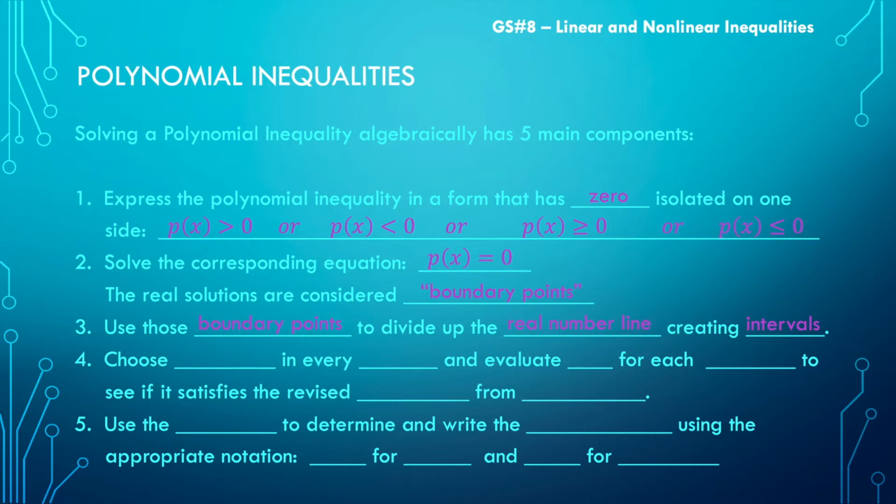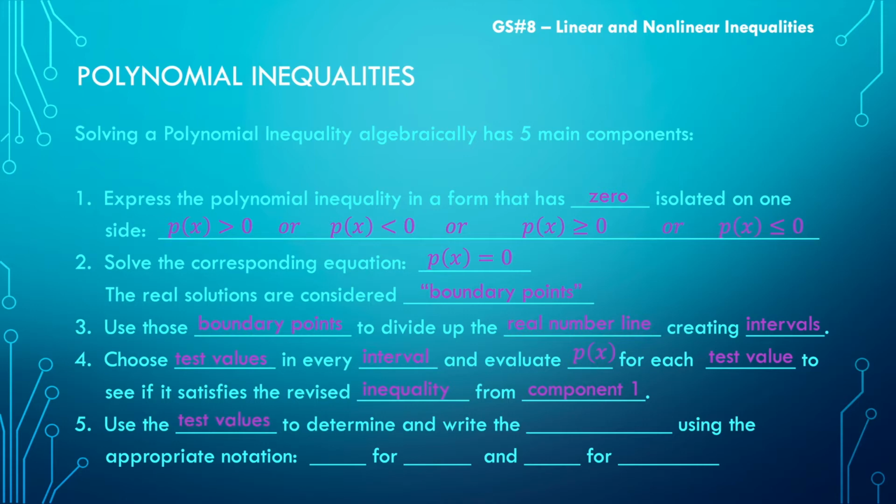And we know how to name intervals. And if you don't, I'll walk you through it. And then after we have divided up our number line into these intervals, we're going to choose test values in each of those intervals. And then what we're going to do with those test values, we're going to evaluate p of x for each of them. Once we've evaluated it, we're going to see if it satisfies the revised inequality that we wrote in component 1, in step 1. So after we've done that, we can decide which of these intervals will actually satisfy our inequality.